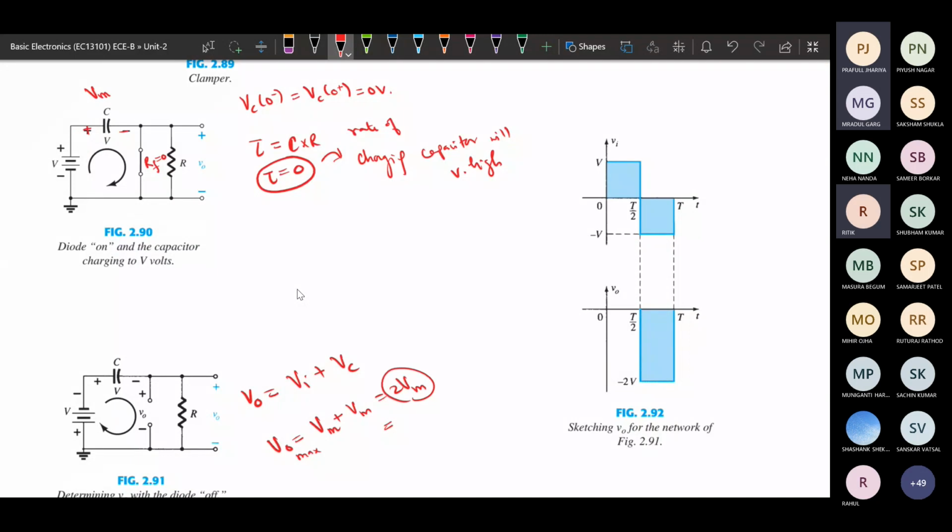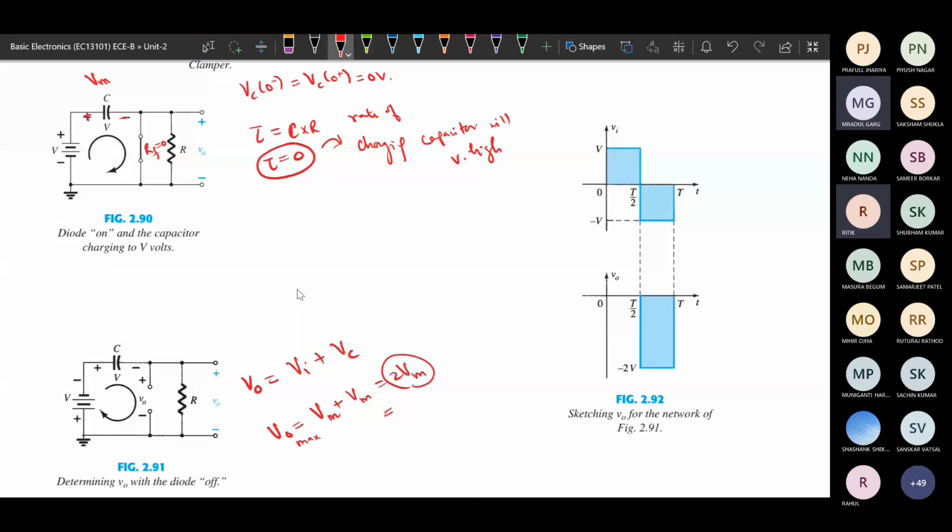Just to summarize how this charging and discharging is going to affect the output waveform. When the diode is on, the charging is very fast, so for half of the time period when we are applying the positive half, the diode will be on. At that time, the output that we will be getting is 0 because the diode is on. But till T by 2, the capacitor has been charged to whatever the maximum voltage is.